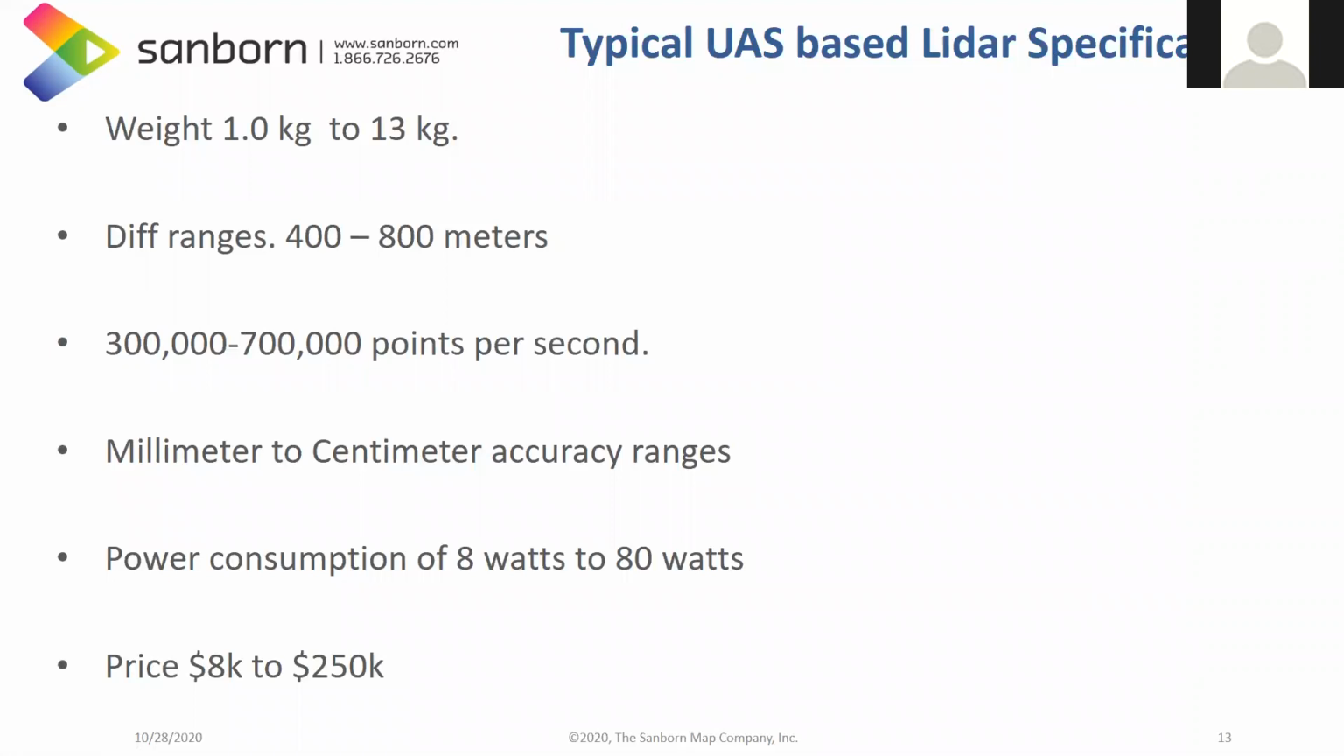Normally, the weight is around 1 to 13 kilograms. The range is 400 to 800 meters. Slightly it may go up as the technology improves. The number of points is 300,000 to 700,000 points per second. And millimeter to centimeter accuracy range is possible. Power consumption is around 8 watts to 80 watts. And the price range, again constantly changing, is 8K to 250K. Again, please use this as just a pointer. If you want to go in for a UAS-based LiDAR, then you may have to do a deep dive with the various systems that are available in the marketplace.